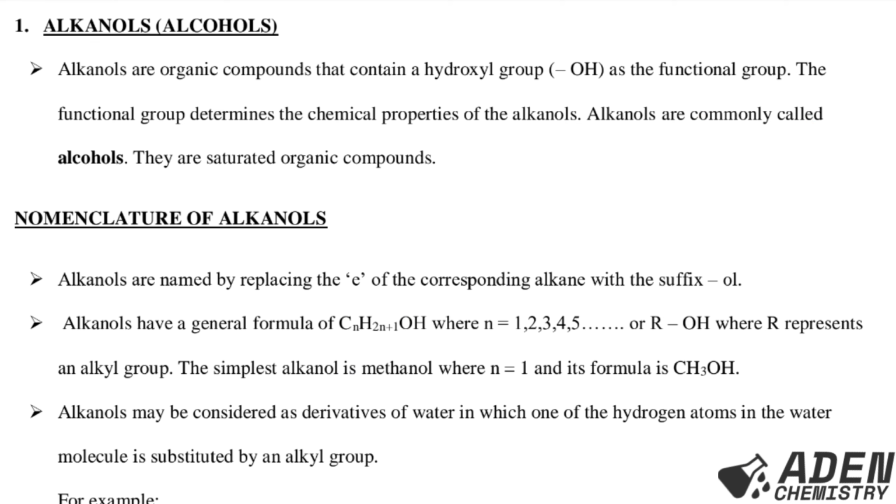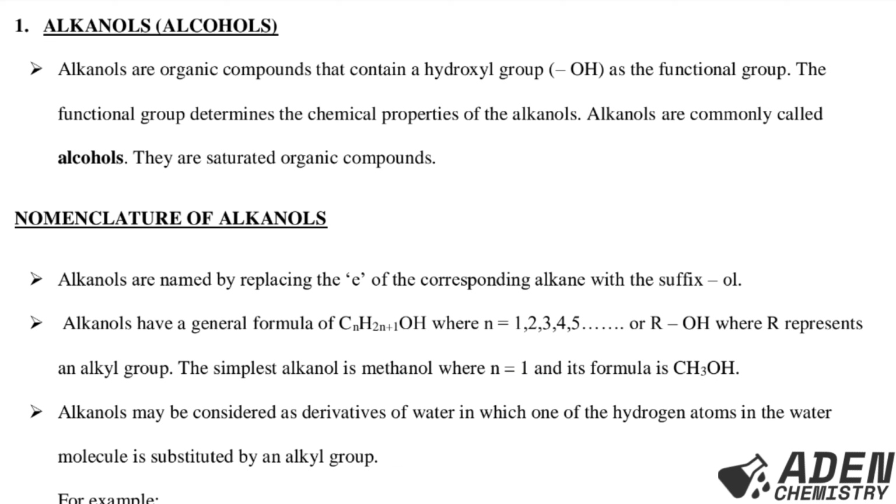Next, alkanols have a general formula of CnH2n+1OH, where n is the number of carbon atoms. That means it can be 1, 2, 3, 4, 5, 6, 7 like that. Or we can write ROH, where R represents the alkyl group. The simplest alkanol is methanol, where n is equal to 1, and the formula is CH3OH.